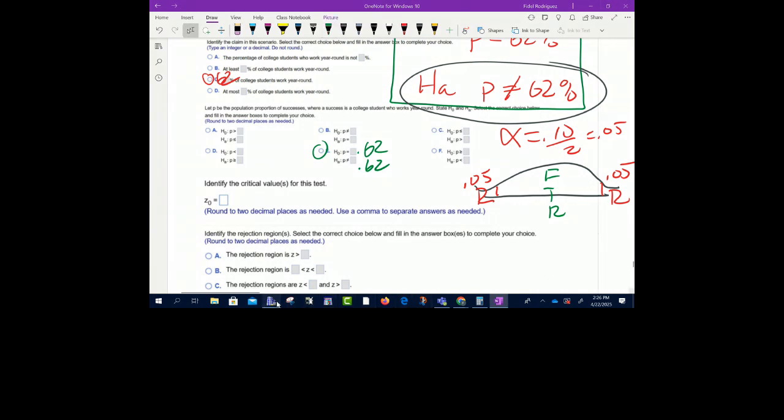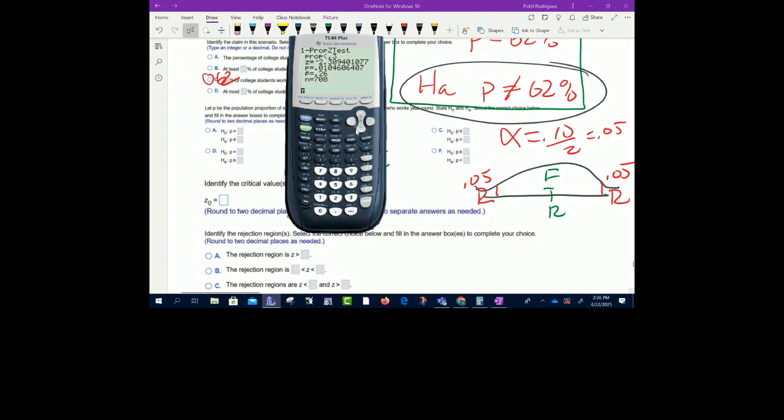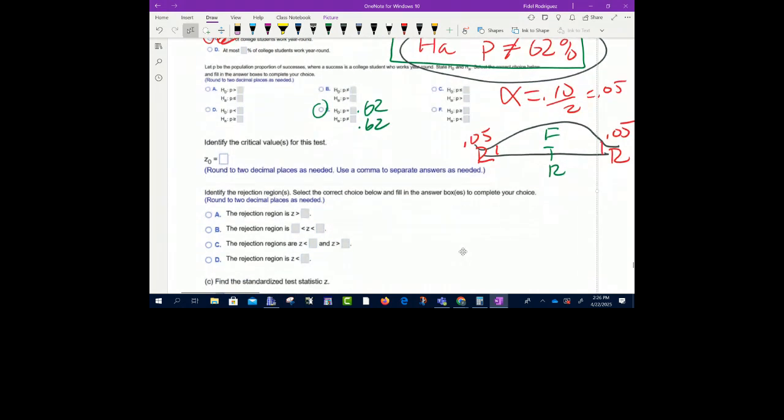So I think we already did this a couple of times today, but let's do it again. Inverse norm, 0.05. Negative 1.64, but y'all, we have two of them, right? So we're going to have negative 1.64 and positive 1.64, and I'm going to choose option C. Boom, like that.